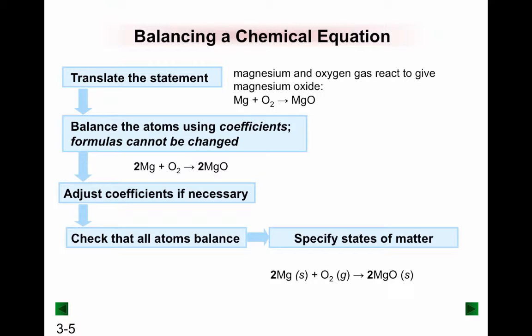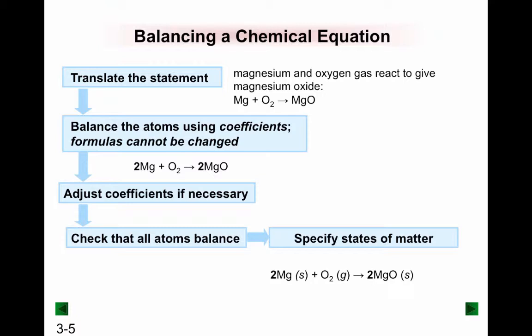We balance atoms by placing a number in front of the chemical formula. This number is called a coefficient, or more specifically, a stoichiometric coefficient. You can only balance atoms by changing the coefficients. You can never balance atoms by changing the subscripts of the chemical formula.